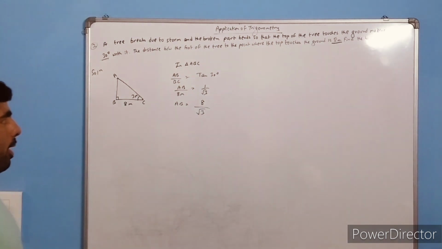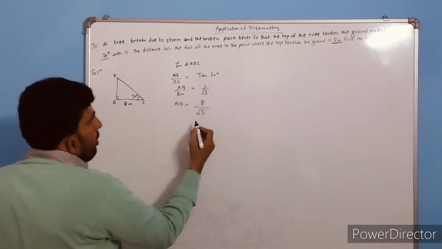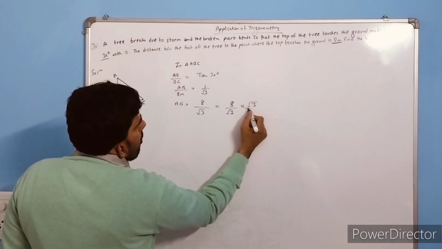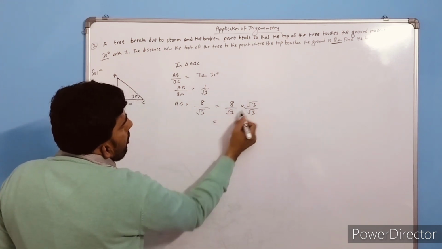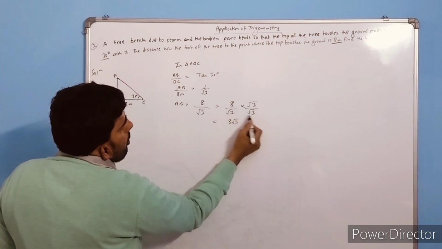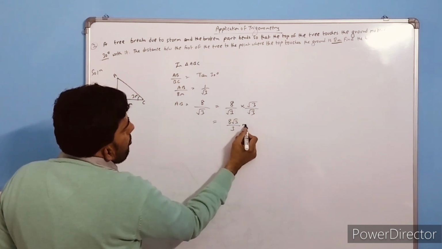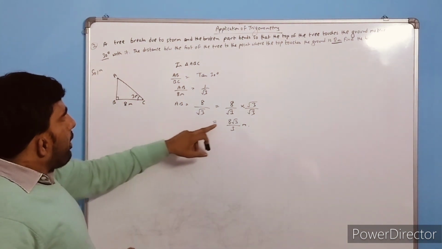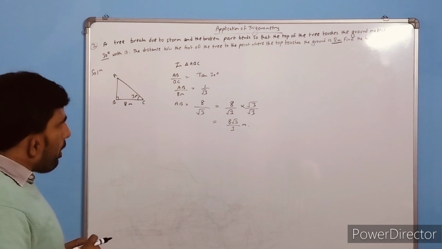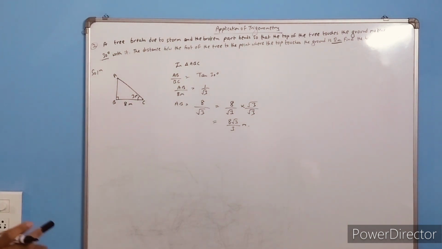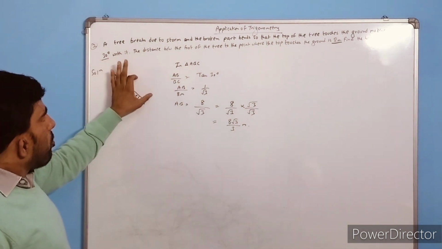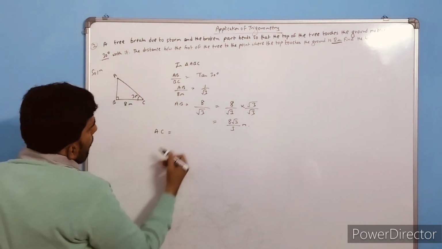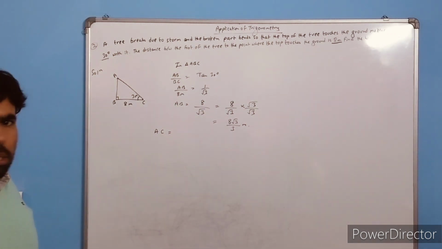Now what else? Next step is just to rationalize it. So if I rationalize, what I got is this one. So what will happen? 8 into root 3, root 3 into root 3, that is 3. So I got the half height, that is AB, I find it 8 root 3 upon 3. Okay. So that is how I found two things. Now we need to find this also, AC also. So how will you find AC? Very simple. Just apply the Pythagoras theorem.